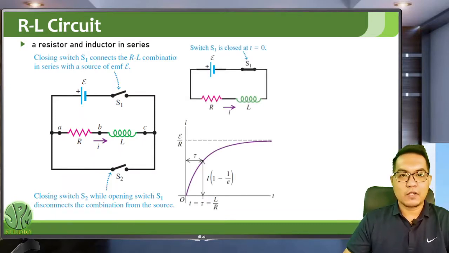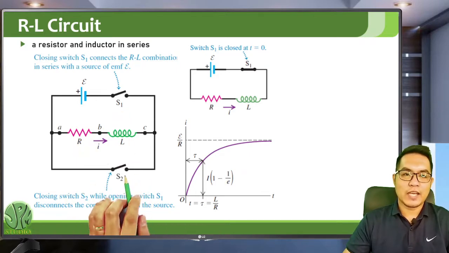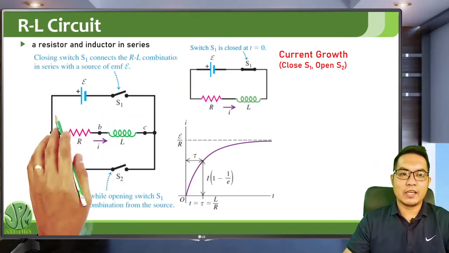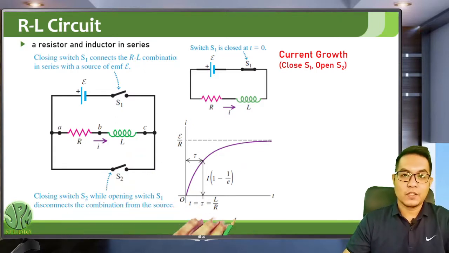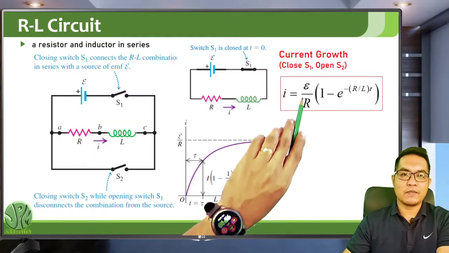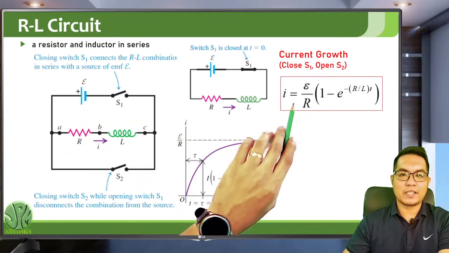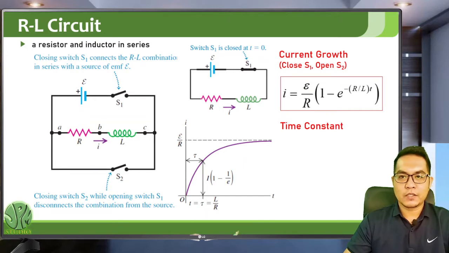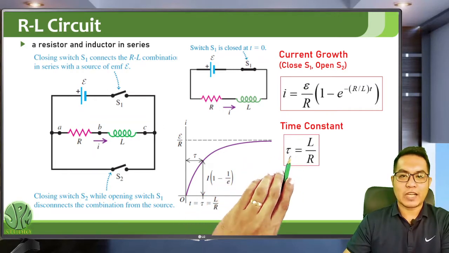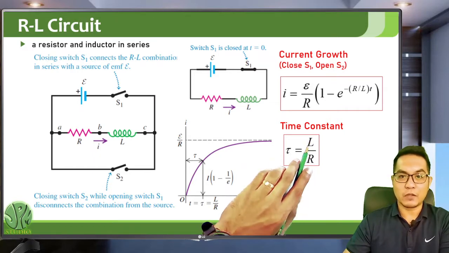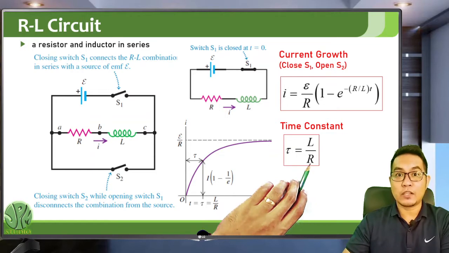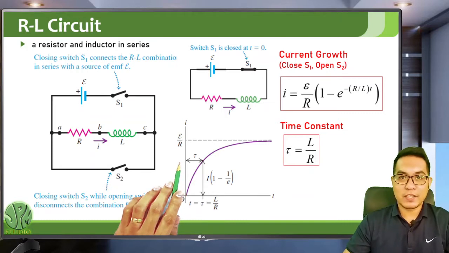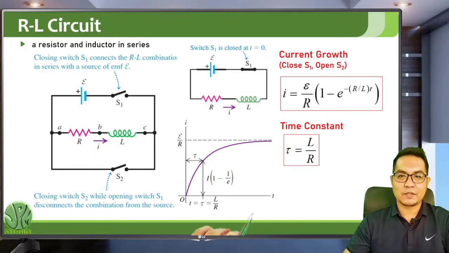So in the first case, when the switch S1 is closed and the switch S2 is open, there will be a current growth. The current in the circuit will grow, and the growth is exponential. So the current is the EMF of your source over the resistance times 1 minus this exponential term here. The time constant tau is just L over R. If you divide the inductance by the resistance, it has a unit of time, seconds, and that's the time when the current is 67% or 2/3 of its final value. So that is the time constant.